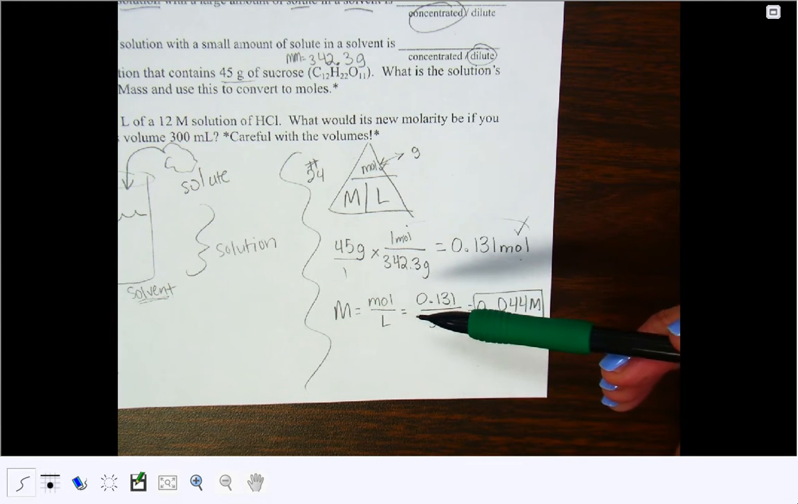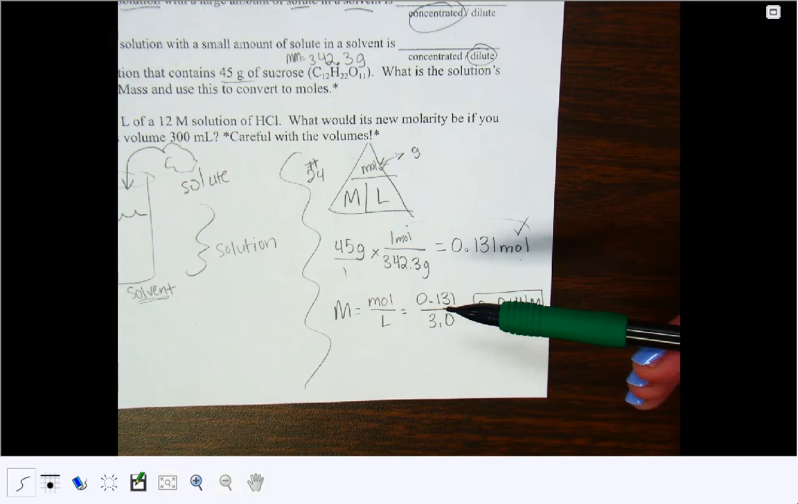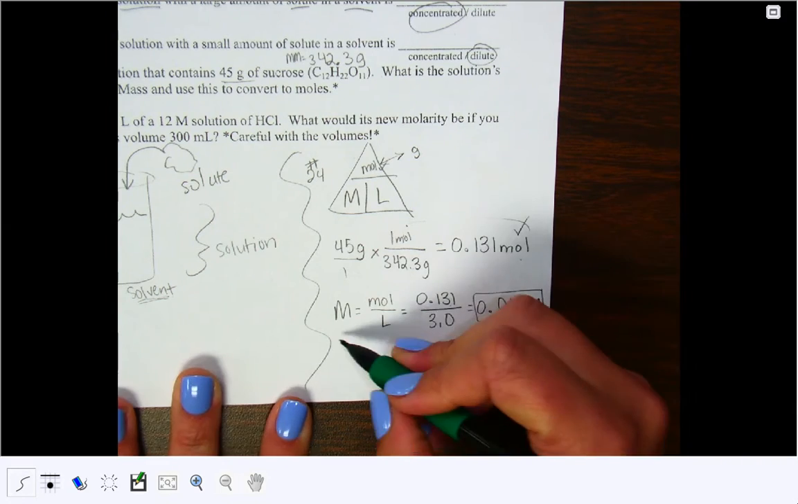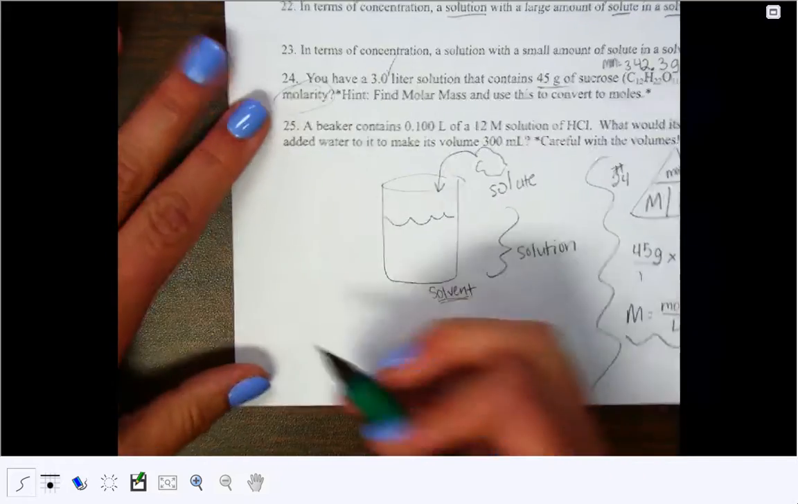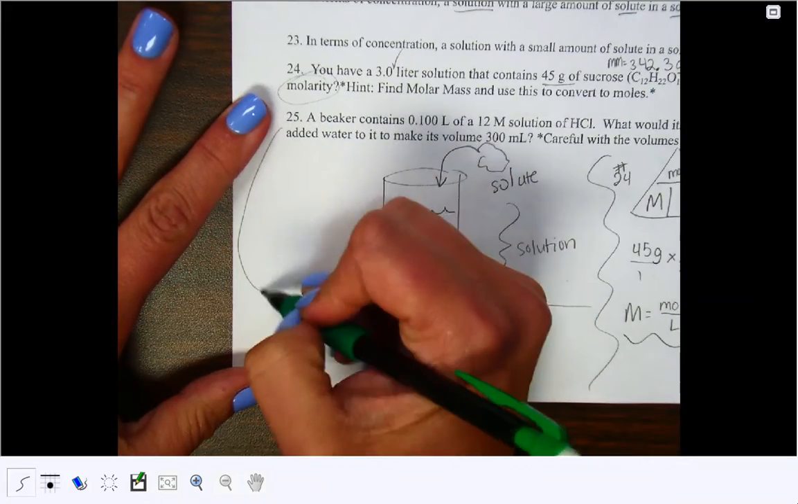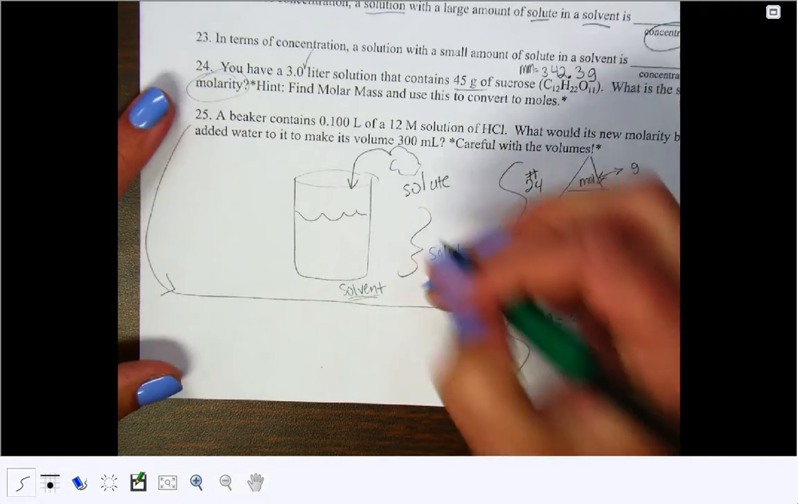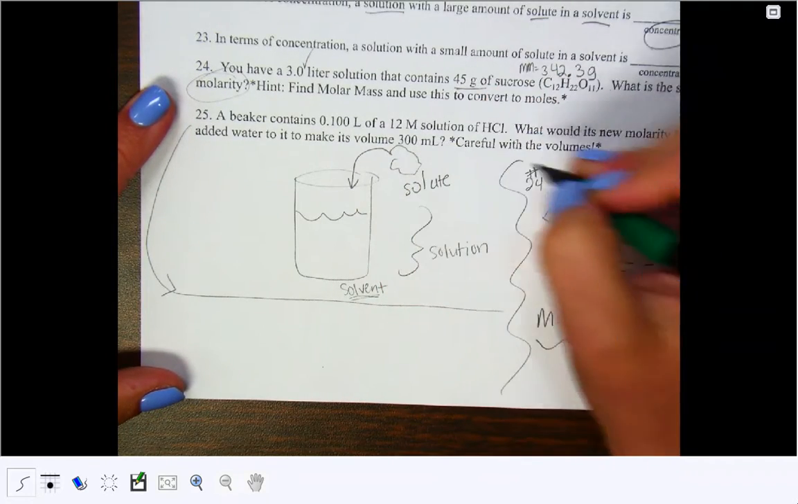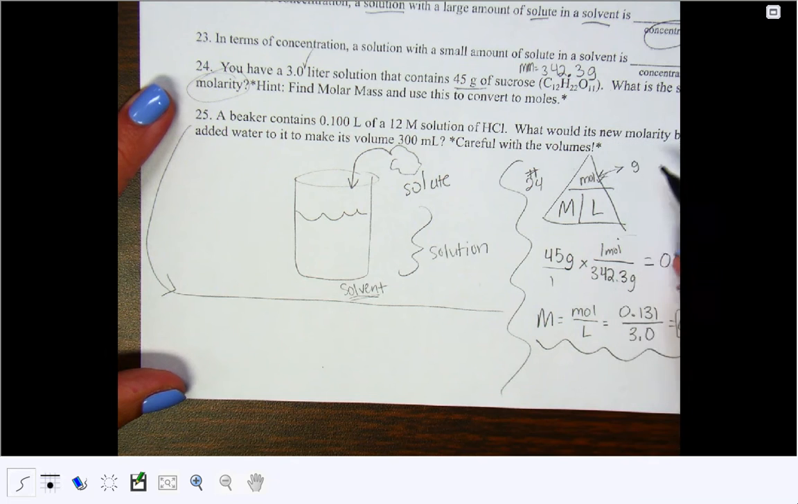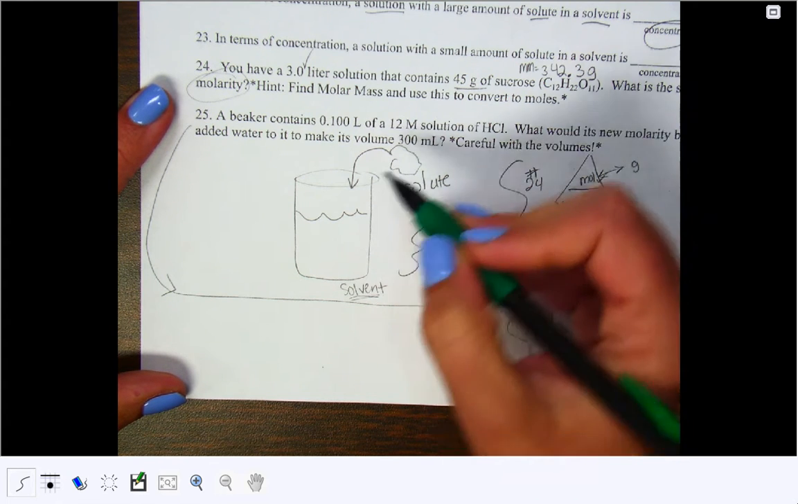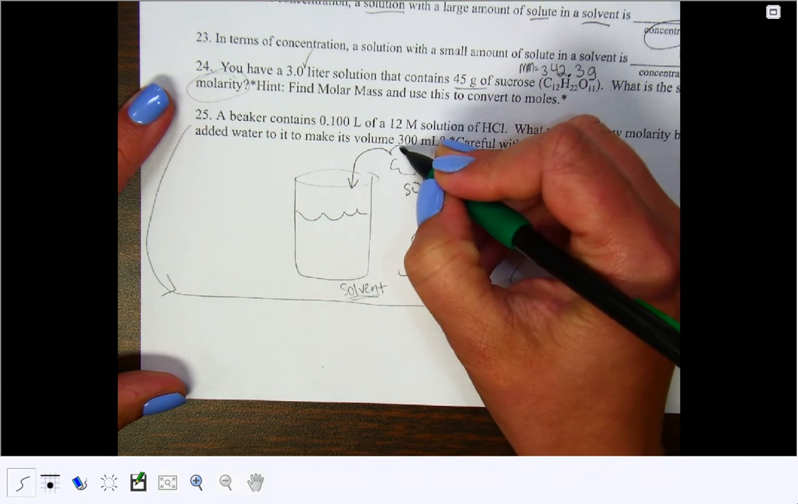Any questions on 24? All good so far? All right. Number 25. Actually, I'll use this space down here. Reading this question, it says a beaker contains 0.1 liters of 12 molar solution of HCl. What would its new molarity be if you added water to it to make the volume 300 milliliters?